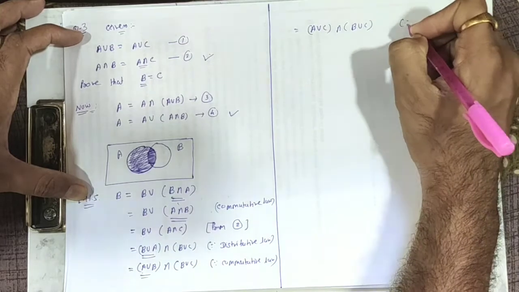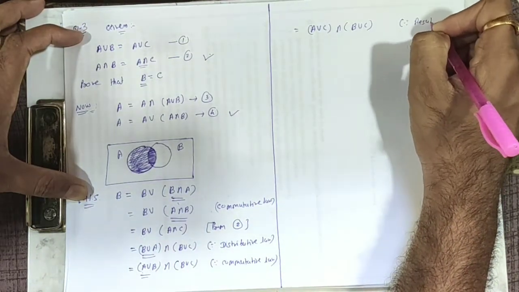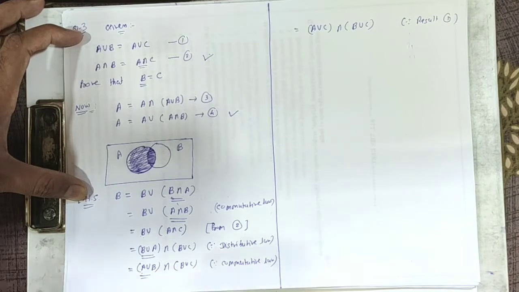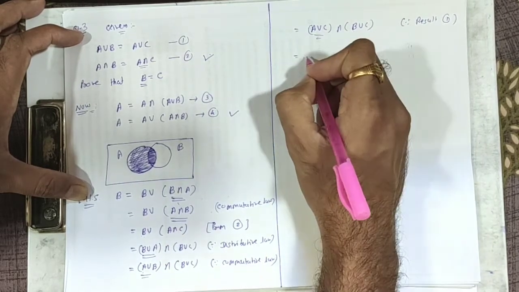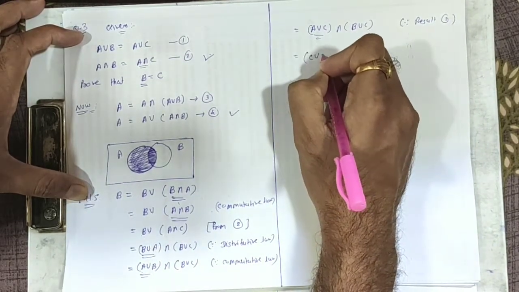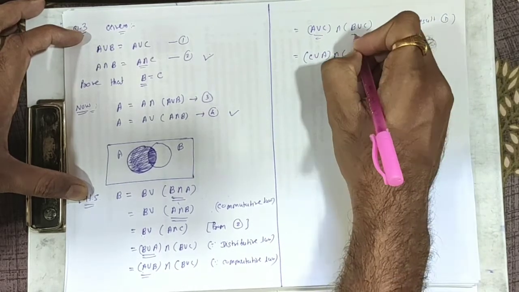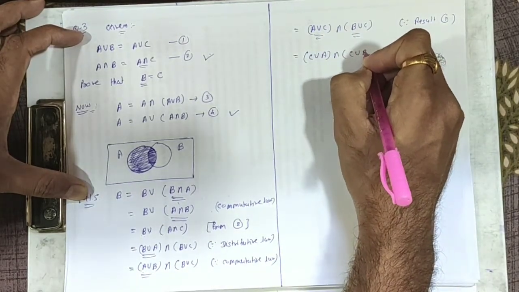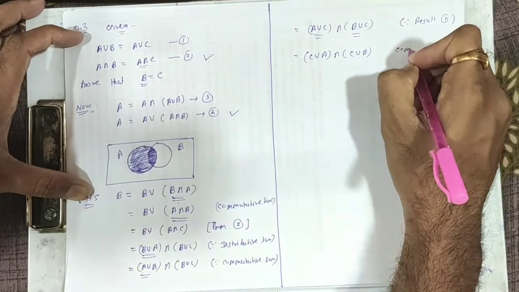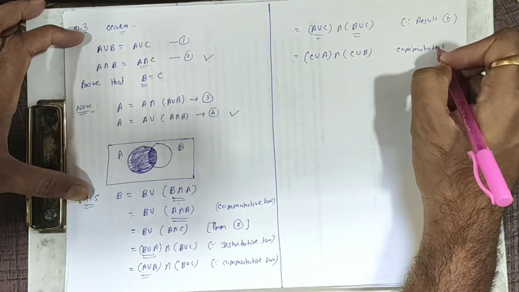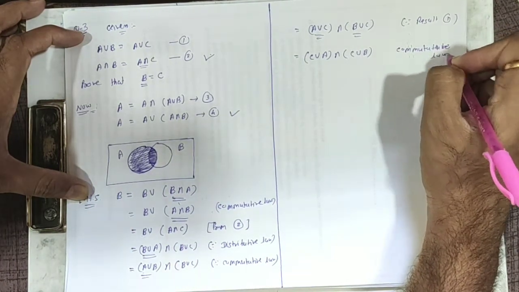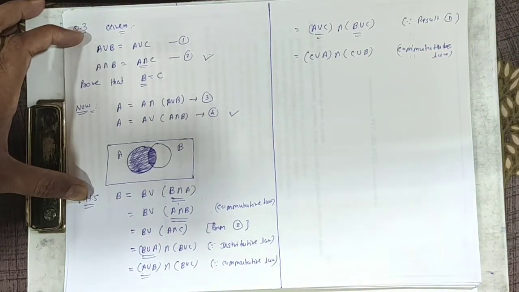This is from result 1, which is (A union C) intersection (B union C). Now again we are applying the commutative law. This A union C can be written as C union A, and again this one is written as C union B. So we have applied the commutative law 2 times. Right? So this one is (C union A) intersection (C union B).